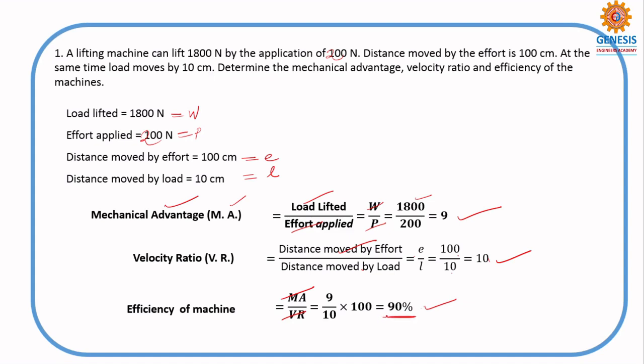So is this a reversible machine or irreversible machine? It is reversible. You got my point? Mechanical advantage and velocity ratio are nearby. So if it is 9 by 20 like that, then efficiency should not be more than 100. Okay.